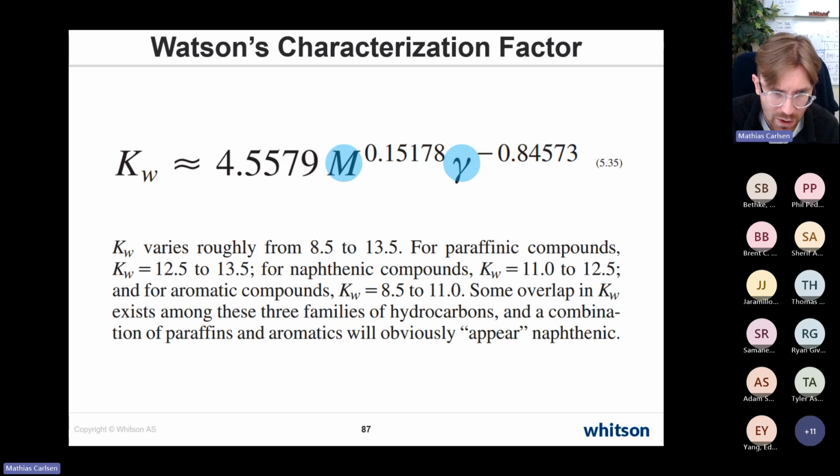Numbers in the 12.5 to 13.5 range are typically paraffinic compounds. In the 11 to 12.5 range, that's naphthenic compounds, and aromatics are 8.5 to 11. And of course, there will be some overlap in some of these components.